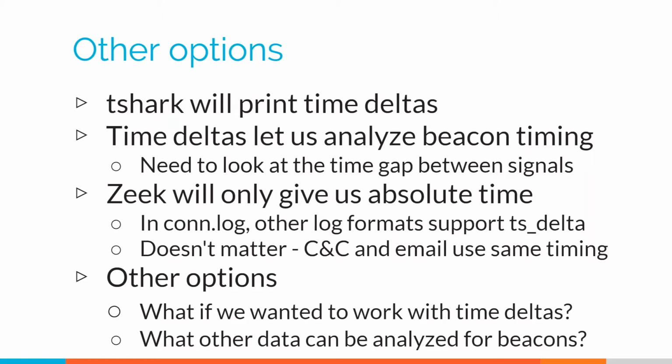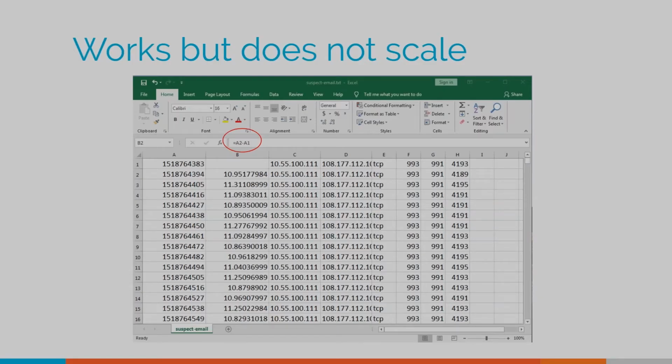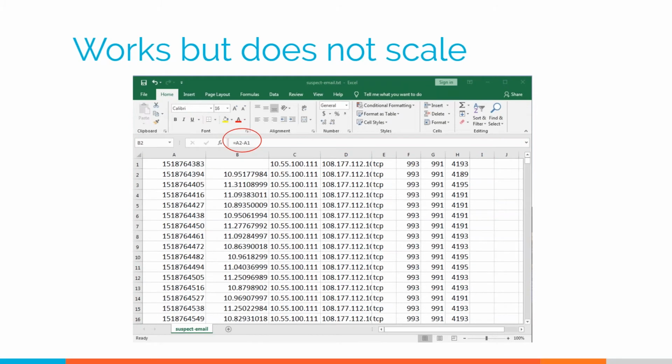I did want to note that if we want to see delta time, if we're working with some of the other Bro logs, like packet loss, I know it supports a field named ts_delta. It'll actually print out time deltas. But for the conn log specifically, you can only print out the absolute timestamp. So if you want the delta, you need to figure out some way to calculate this yourself, versus letting the tool do it for you. Here's one possible option: throw it in a spreadsheet. Here I just have a simple formula saying, let's subtract the timestamps so I can figure out my deltas.